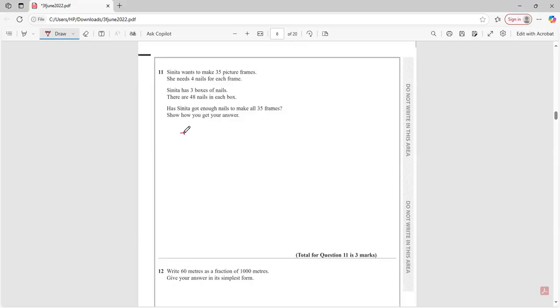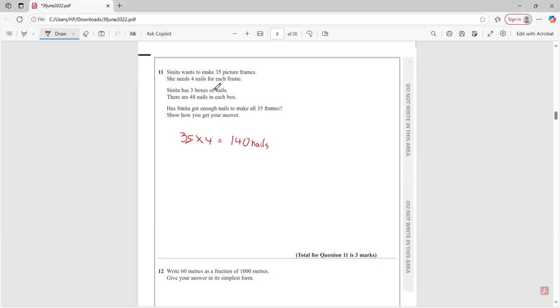So that means she needs a total of 35 times 4 nails, right? That's going to give me 4 times 5, 20. 4 times 3, 12 plus 2, that's going to give me 14. That's 140 nails altogether. Okay? So that's the total she needs.